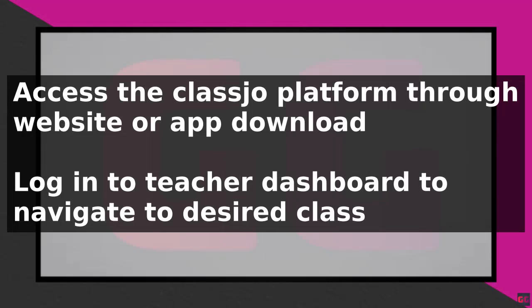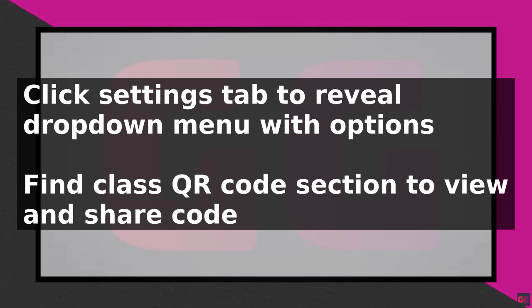To find your class QR code, you'll need to access the ClassDojo platform, which can be done by visiting the website or downloading the app. Once you've logged into your teacher's dashboard, you can navigate to the class you want to view the QR code for and click on the Settings tab. This will reveal a drop-down menu with various options, including the Class QR code section.